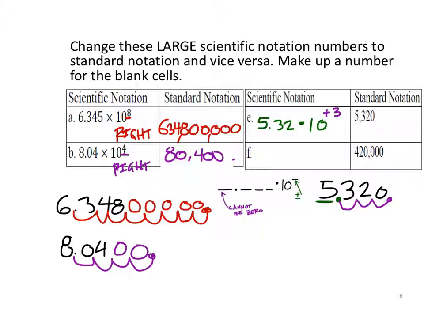Now we don't have to show that positive there, of course. So 5.32 times 10 to the power of 3 would be the correct answer, and you could check this. If you plug this into a calculator, you'll get the same exact standard notation number.